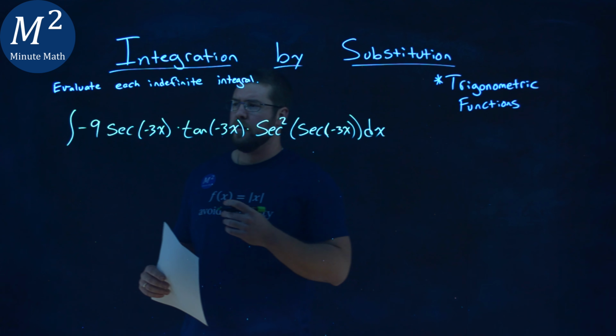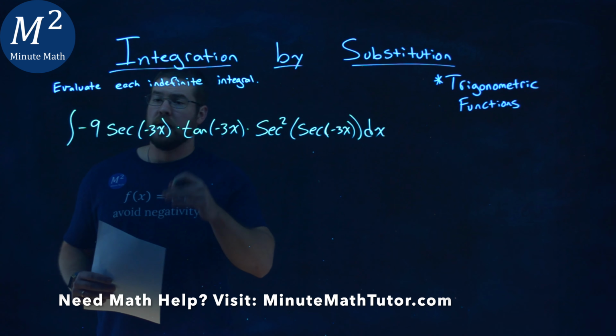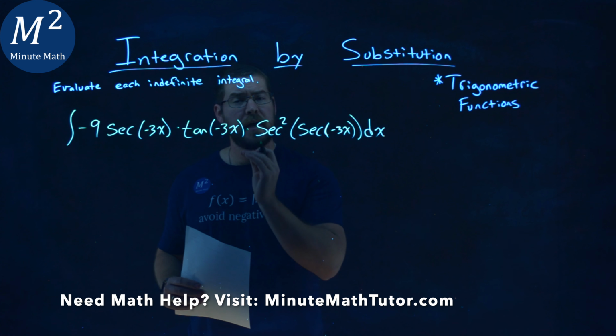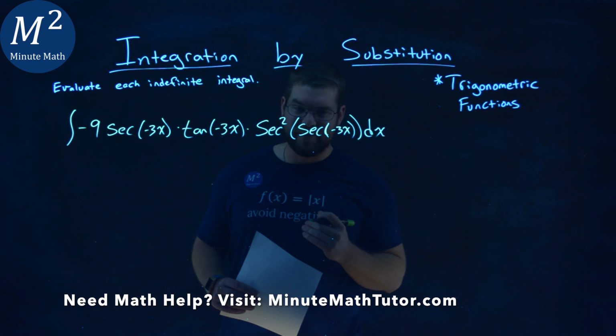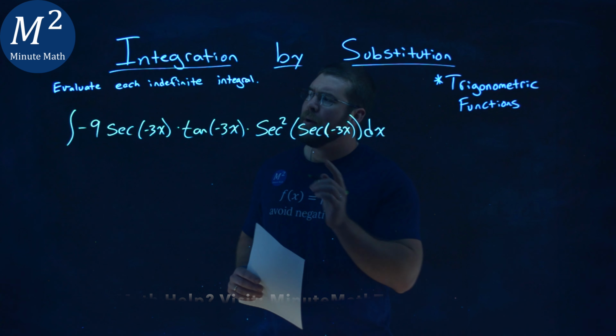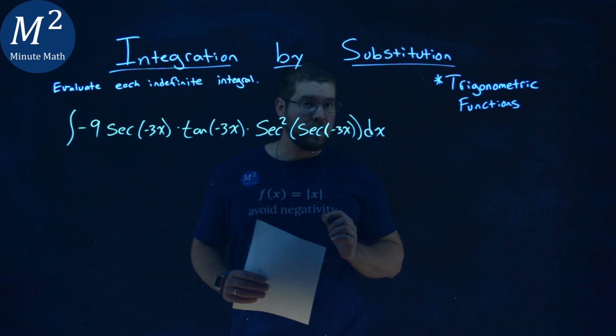We're given this problem right here, the integral of -9 times the secant of negative 3x times the tangent of negative 3x times the secant squared of the secant of negative 3x dx. And we have to evaluate this indefinite integral.